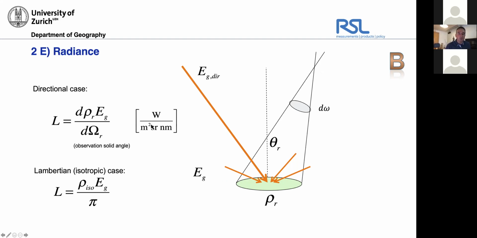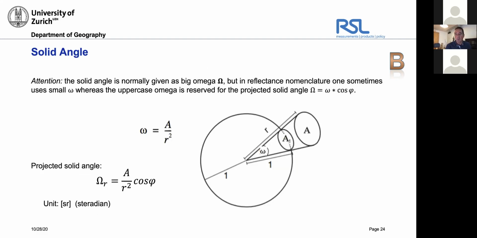So you get it per steradian. I'll just come to this later. And in the Lambertian case, this steradian reduces to a pi. So the easy calculation to get the radiance from irradiance is just you multiply the isotropic reflectance by the irradiance and divide by pi, then you get the radiance in watts per square meter steradian nanometer. So that's how you get to the radiance.